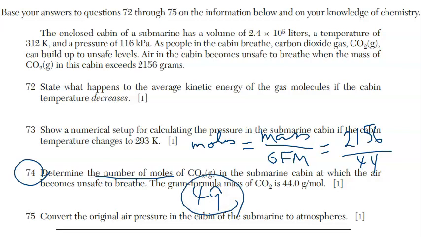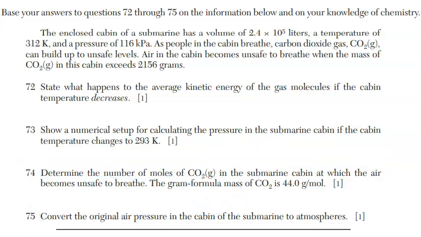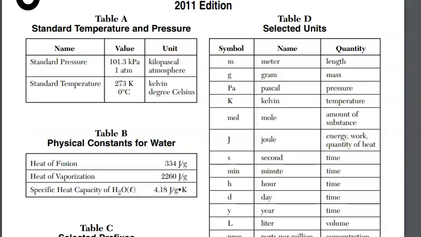For 75, we have to convert the original air pressure in the cabin of the submarine to atmospheres. Well, the original pressure was 116 kPa. So I need a conversion factor to convert from kilopascals to atmospheres. You don't have to memorize the conversion factor. You can find it on the reference table. Let's do that, and I'll show you how to calculate the answer. By the way, this is an unusual question, I think, for the Chem Regents. I haven't seen something like this. I can't even remember if I've ever seen anything like this.